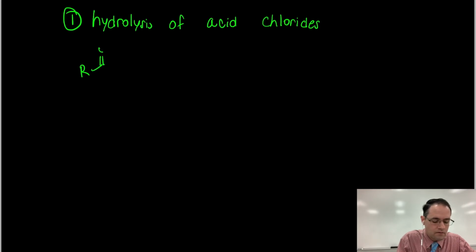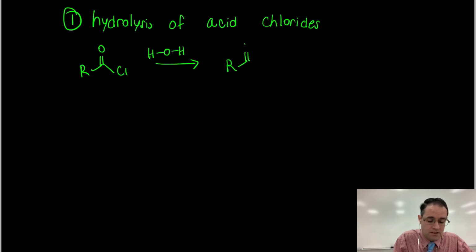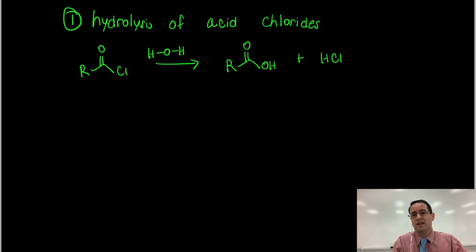Acid chlorides can react with water. Drew it out there so we can show the mechanism in a bit. Acid chlorides react with water to give you the carboxylic acids back again. So if you're not careful when you make your acid chloride, it might get moisture into the flask from the air and slowly convert back to the carboxylic acid.